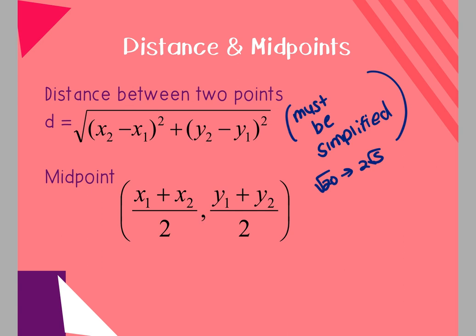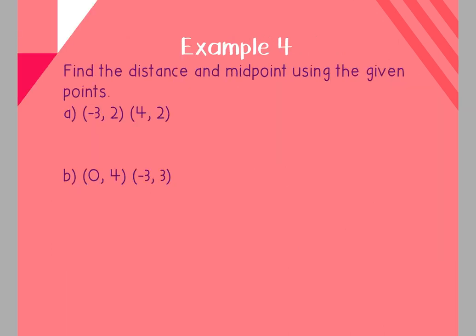The midpoint is (x1 plus x2) over 2, and (y1 plus y2) over 2. These will be in coordinate point form. And again, they must be simplified. So if you're writing out a fraction like 2/4, it needs to be simplified to 1/2. All right, so the first kind of question will be straightforward. Find the distance and the midpoint using the given points.